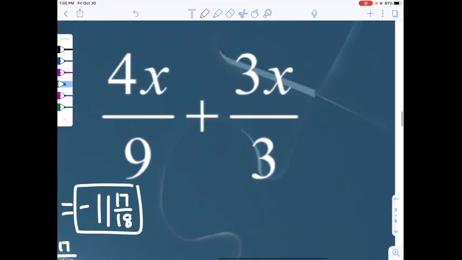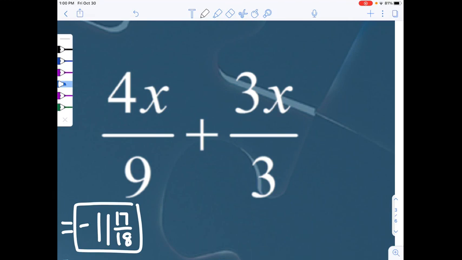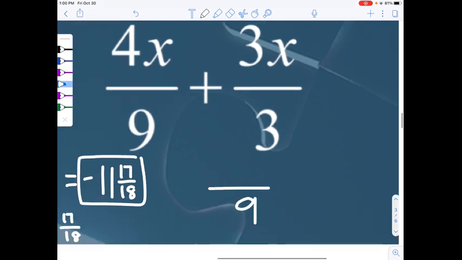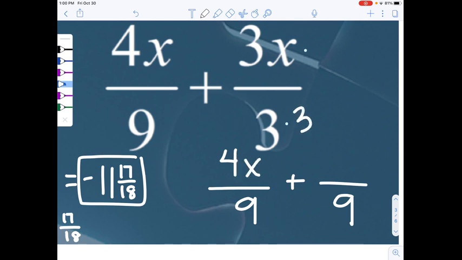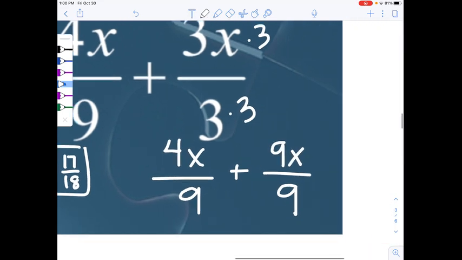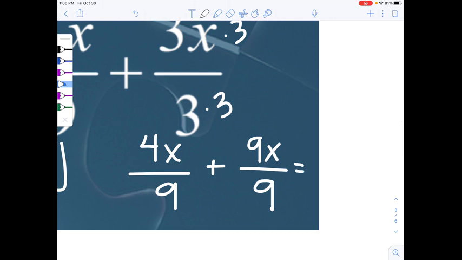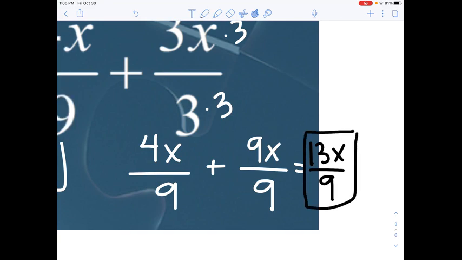Then we have 4x over 9 plus 3x over 3. Common denominator here, 9. I can keep 4x, and then I have to multiply 3 by 3, which means I have to multiply 3x by 3. 3x times 3 is 9x. Now I'm going to add these together. 4x plus 9x gives me 13x over 9. Can't simplify that any further. I'm just going to leave that as is.